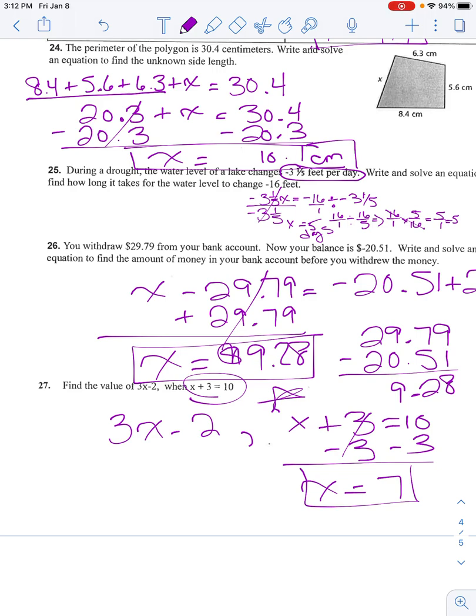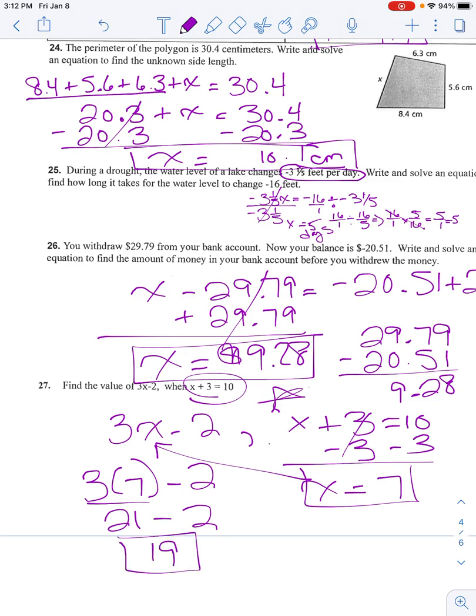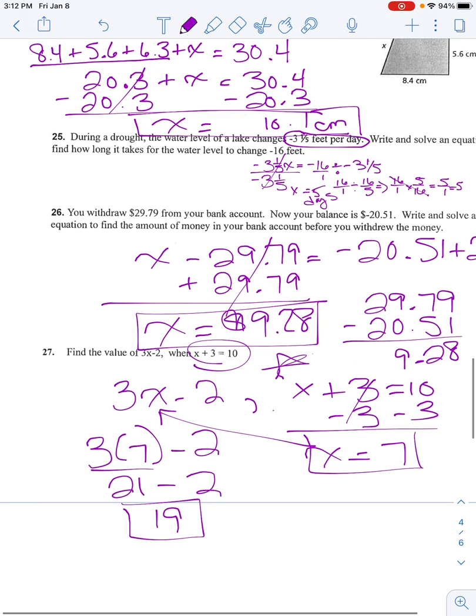Now we know that x is 7. We can plug 7 in for x over here. So 3 times 7 minus 2. 21 minus 2 is 19. So you're finding the value of 3x minus 2 when x plus 3 is 10. So you're finding x first, so we know that x is 7. Then you can come back over and substitute in 7 for x to get 19.